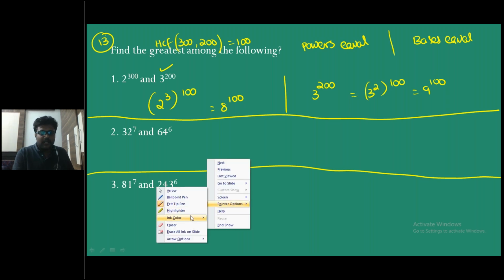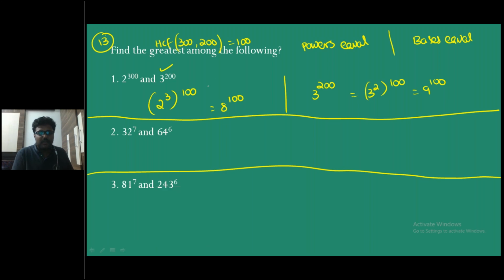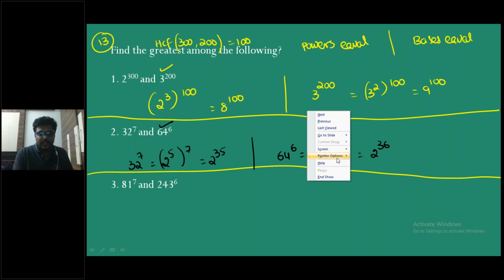So I take the highest common factor and maintain power equal, because the base is already different and you cannot map it. Whereas here 32 and 64: 32 can be written as 2 power 5, to the power 7, which is 2 power 35. 64 power 6, 64 can be written as 2 power 6, power 6 means it's 2 power 36. So the second one is obviously the greatest. Among those two, the second one is the greatest one.